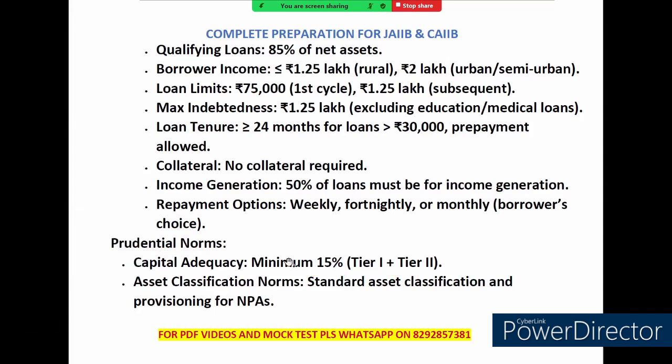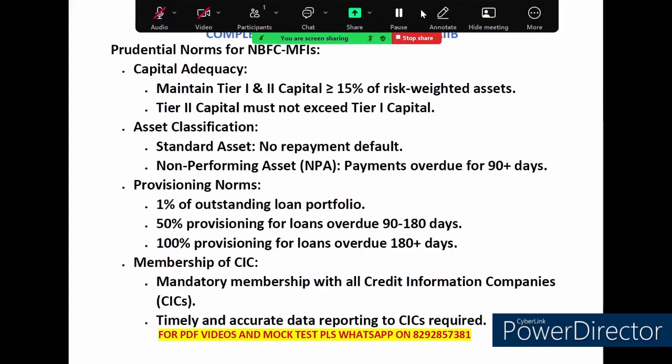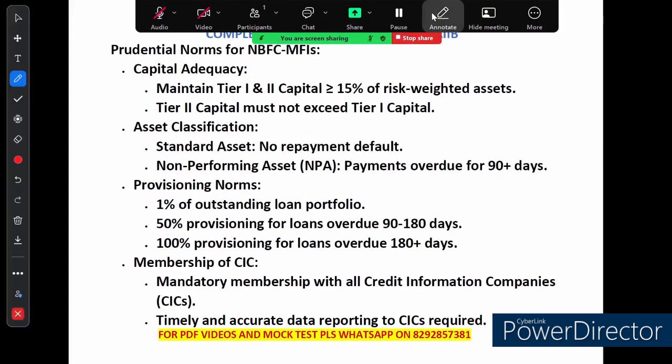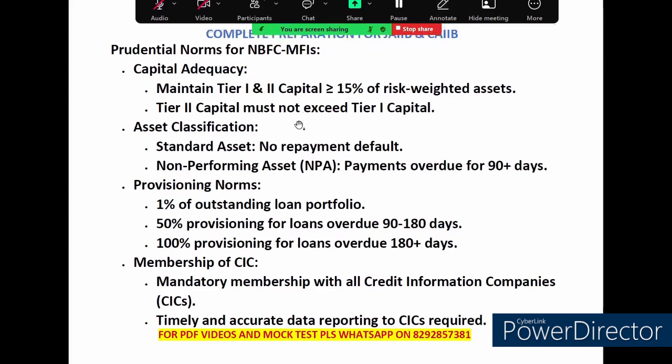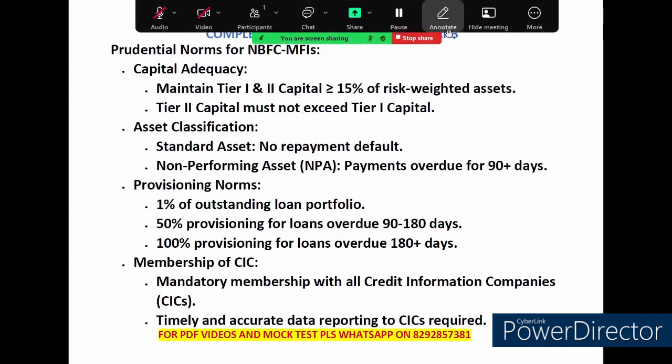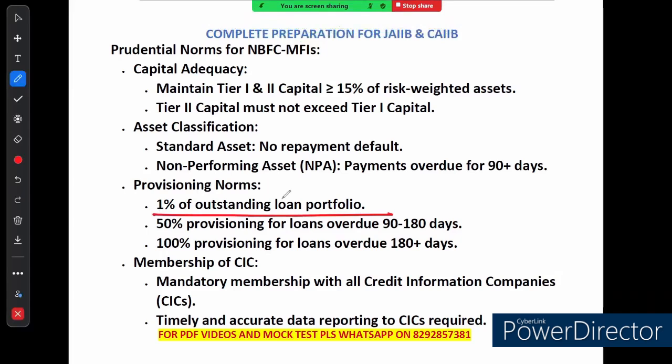If you talk about asset classification, NBFC MFIs must classify their loans as either standard assets, which are loans where no payments are overdue, or non-performing assets. If payments are overdue for 90 days or more, the loan is considered NPA. When a loan becomes overdue, NBFC MFIs are needed to set aside money for possible loss. This is called provisioning. So 1% of their loan portfolio must be kept aside. Remember it, 1% of their loan portfolio must be kept aside. For loans overdue by 90 to 180 days, they need to set aside 50% of the loan amount, and for loans overdue by more than 180 days, 100% provisioning is to be kept aside.